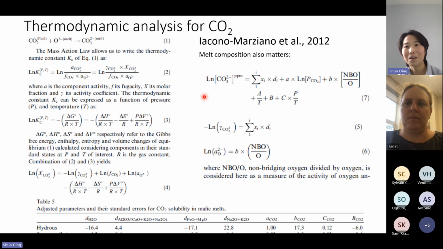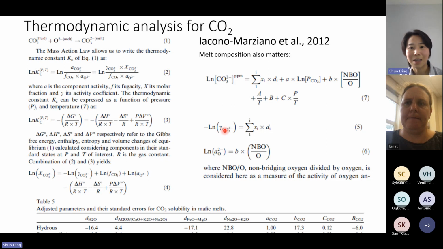So the whole equation, if we look at equation 7, is actually very similar to our previous equation. It still has the pressure over temperature term and a 1 over T term, but it also has the partial pressure. Here, the partial pressure is the pressure times the mole fraction of CO2. On top of that, we also have these two compositional terms, basically to account for the activity.